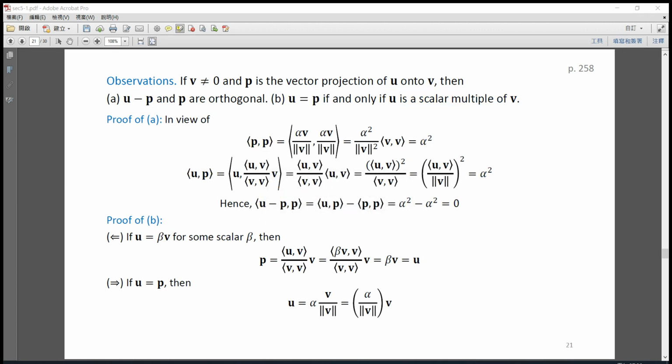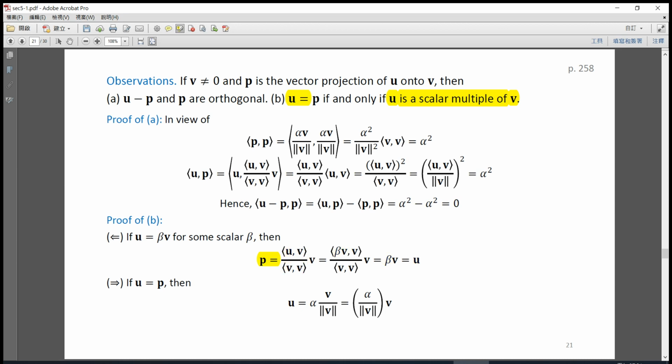Next, we prove observation B. First, we prove the if part. If U is a scalar multiple of V, we want to show U equals P. Because P is the vector projection, P equals the inner product of U and V divided by the inner product of V and itself, times V. Then we substitute U with beta V. After some computations, we know P equals beta V, which equals U, and therefore we have shown P equals U.